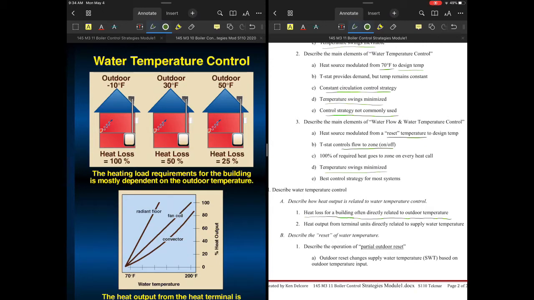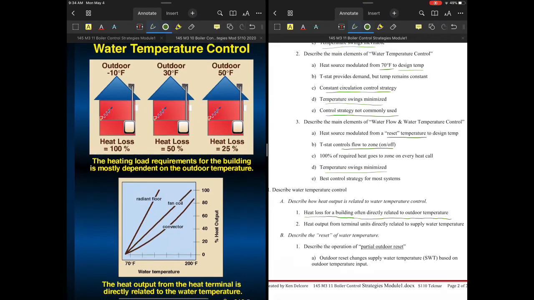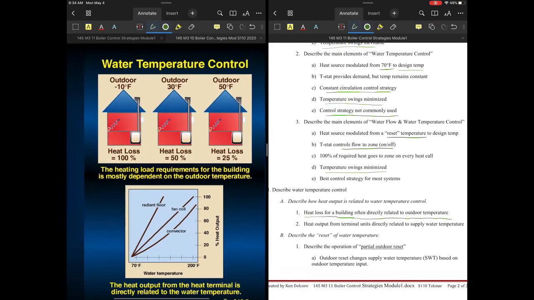Commercially, it is also somewhat of a variable. However, the internal heat gains can have a very substantial impact on that. So their curves are slightly varied a little bit, but we still use the same type of strategies even on those types of commercial jobs. Let's take a look at this slide.